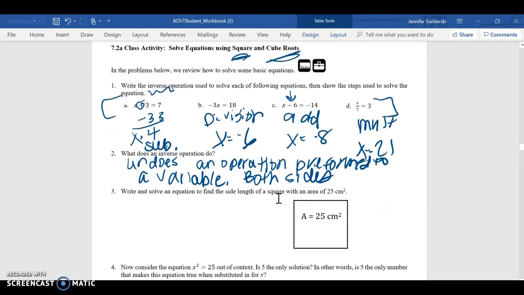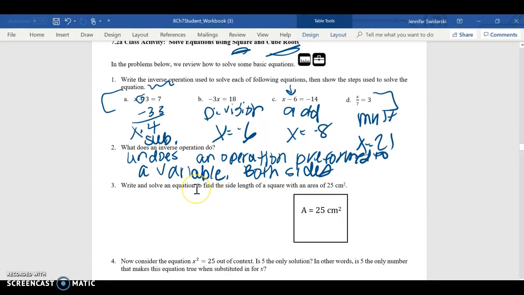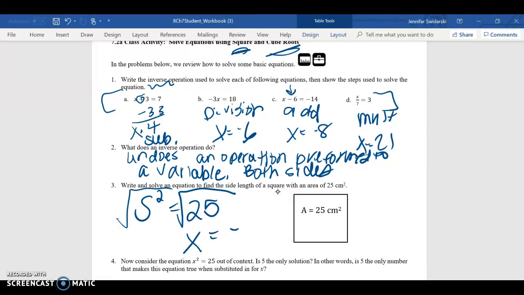So if I look at this one, it says write and solve an equation to find the side length of a square with an area of 25 centimeters squared. Well, we know that our side squared equals 25, right? Because our area is 25. So I need to essentially take the square root of this side and take the square root of this side to get x is equal to 5. Well, actually, that's s, sorry. So that my side is equal to 5. By doing the square root to this squared, I'm getting s by itself.